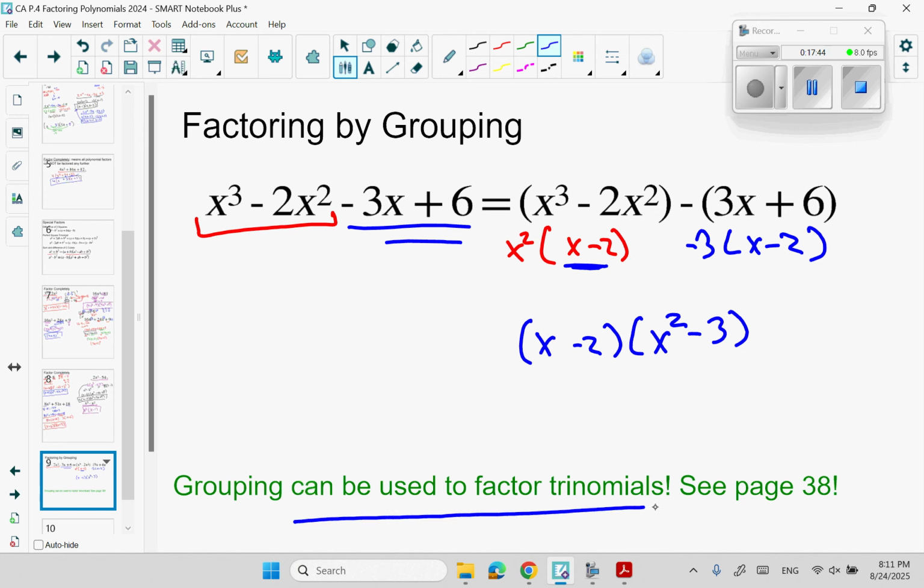And graphing can be used to factor trinomials. That's kind of what I've been showing you the entire time. However, you can also see page 38 in reference on your textbook if you want to see how it's done that way.